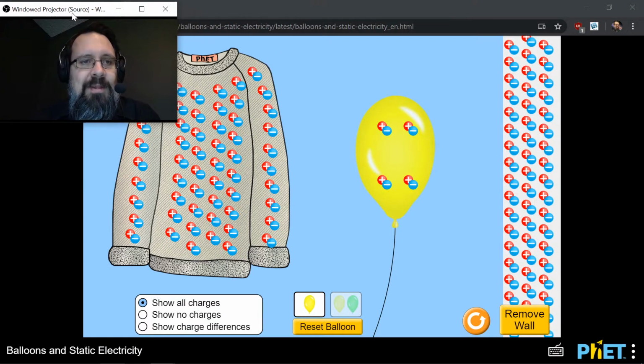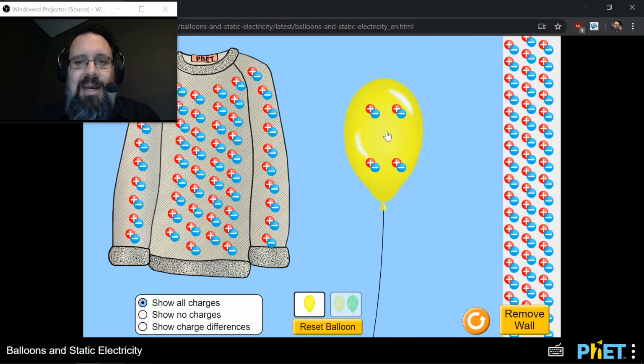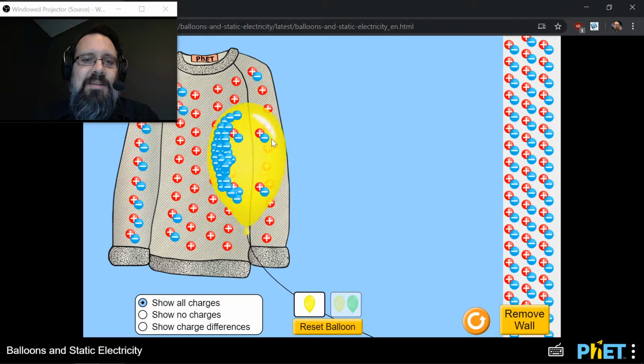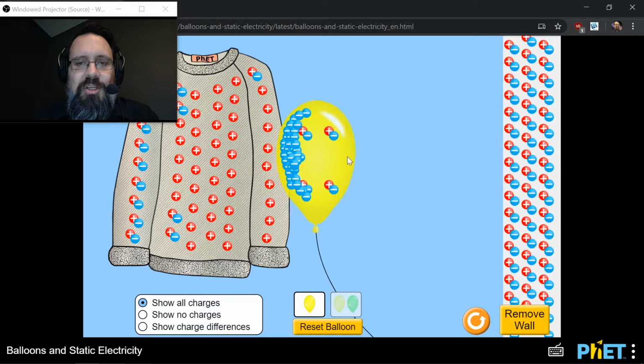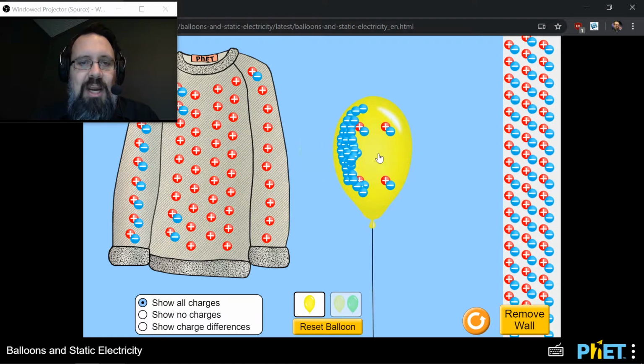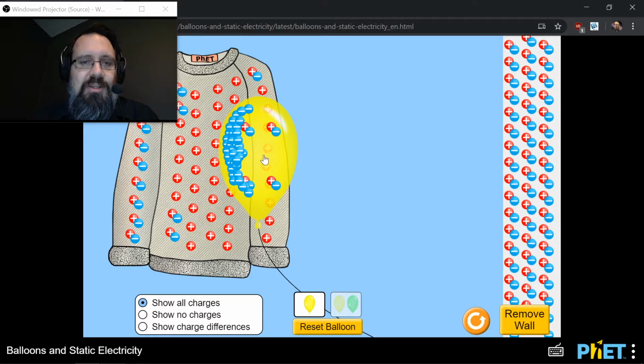Let me move my camera. Okay, so the idea is I'm going to take my balloon. Right now it's neutrally charged. It has the same number of positive and negative charges. I'm going to rub it up against the sweater. It's going to pick up some negative charge. And you can see that it's now strongly attracted to the sweater because opposite charges attract.